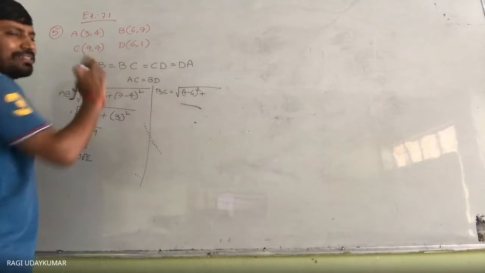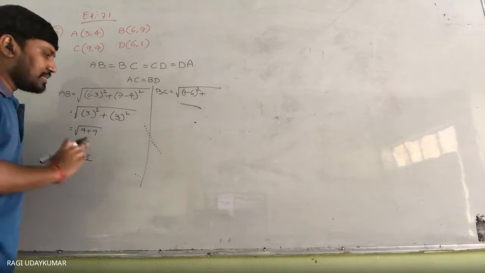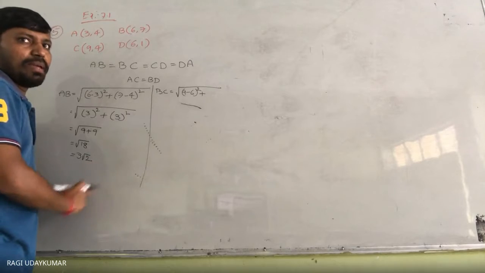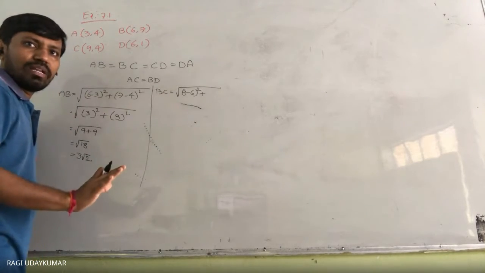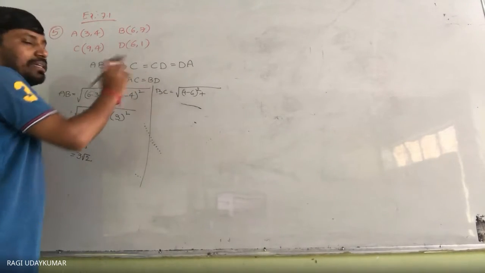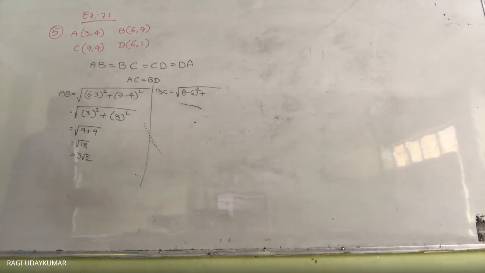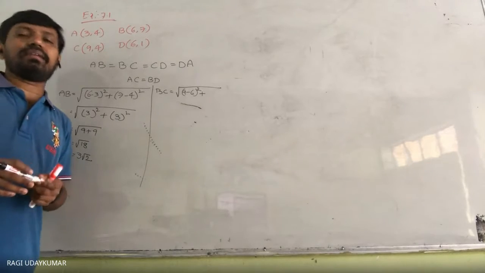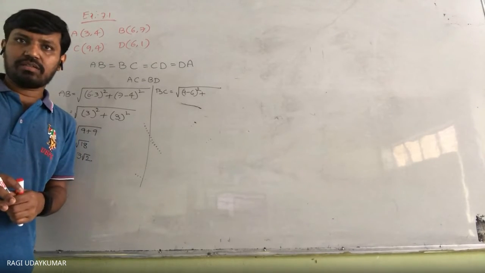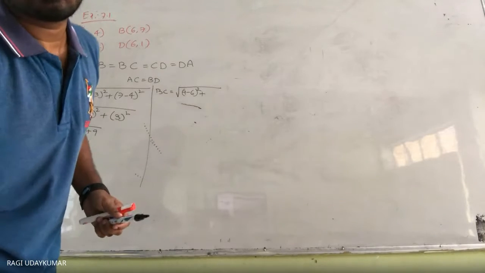So simply like this, I think you can do this problem. Find out the distances. If you find that AB, BC, CD, DA are all equal, and the lengths of diagonals AC and BD are equal, then you can say that ABCD forms a square. Can you do it? Yes, sir. It's not a difficult task to do.